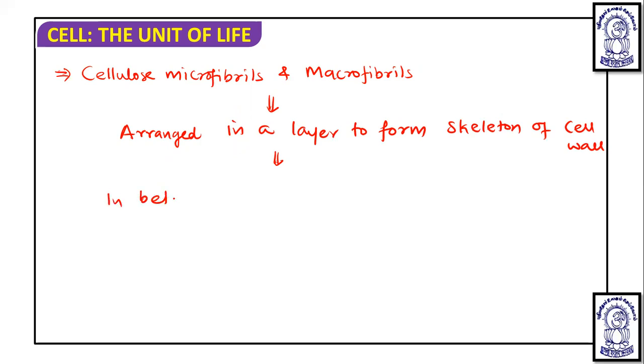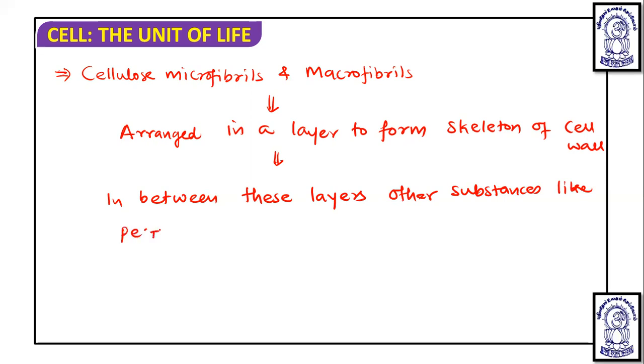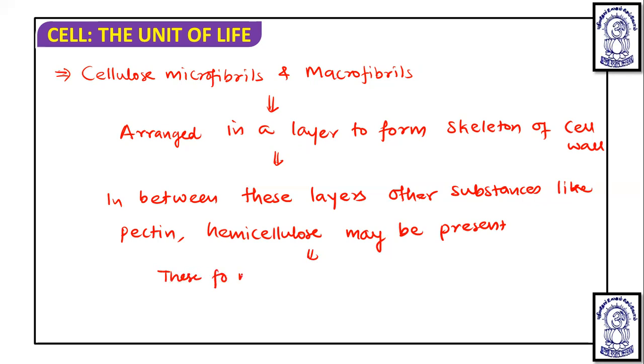And you will see that in between these layers, other substances like pectin, hemicellulose may be present, and this forms the matrix of the cell wall.